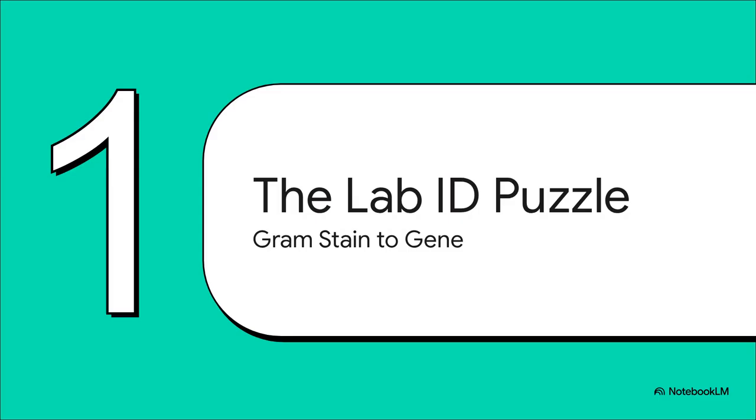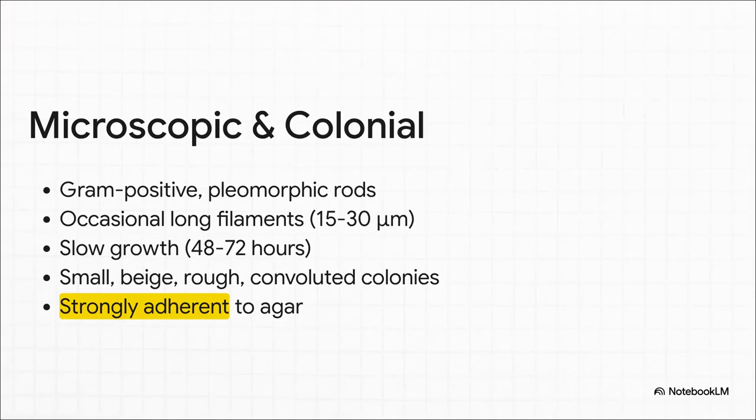All right, first up, let's tackle the lab identification puzzle. And trust me, getting a definitive ID on Corynebacterium durum, well, it can present some real challenges. Okay, so when you're looking at the culture plate, a few things should really stand out. First, it's a slow grower, so you got to be patient. Don't be too quick to toss those plates.